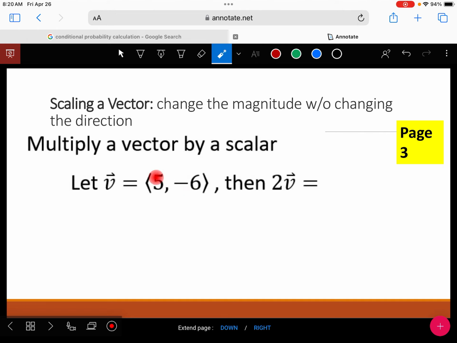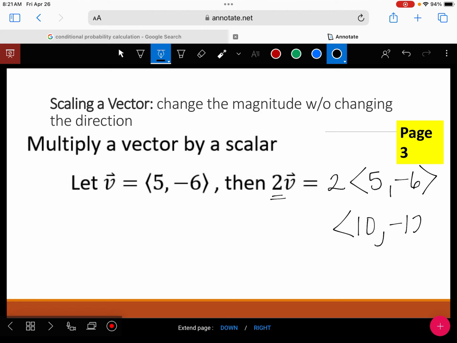If vector V has a horizontal component of 5 and a vertical component of negative 6, then what would 2 times vector V equal? Go ahead and find that. I bet you can do that on your own. What do you think your answer would be? All right, did anyone say 10, negative 12? That's it, that's all there is to it.